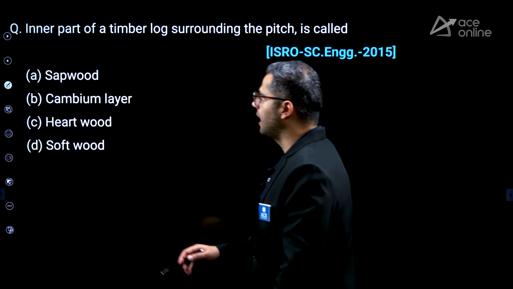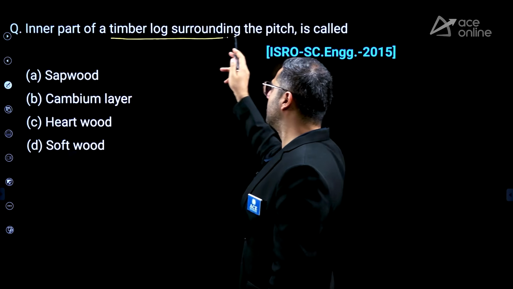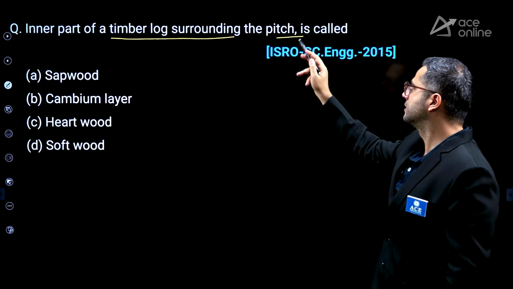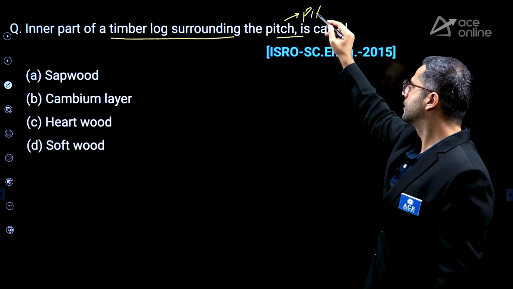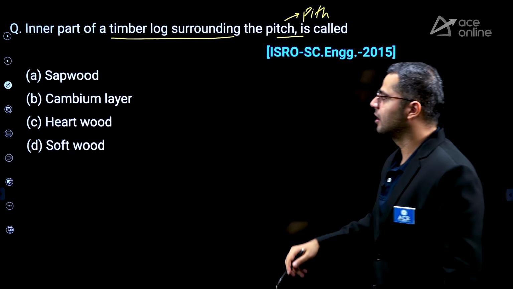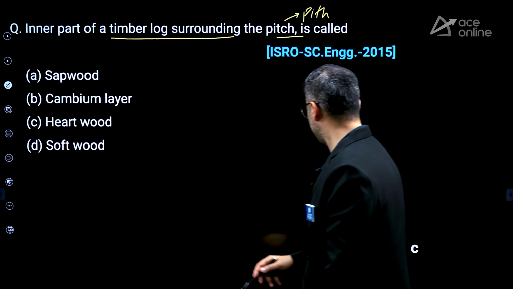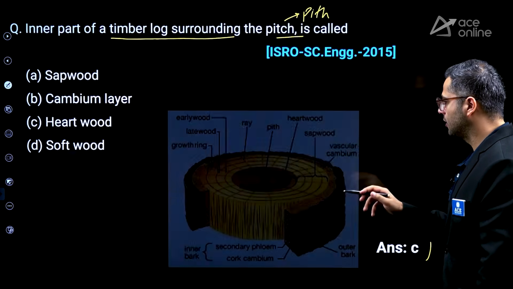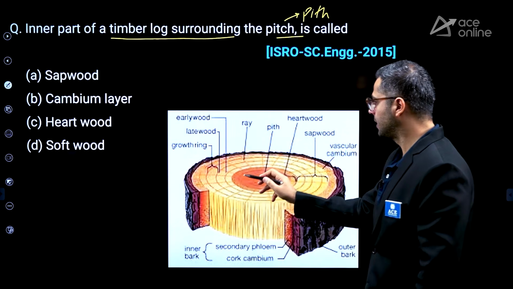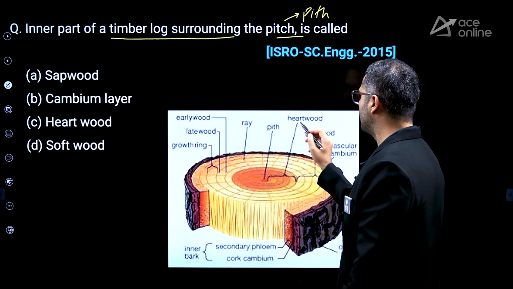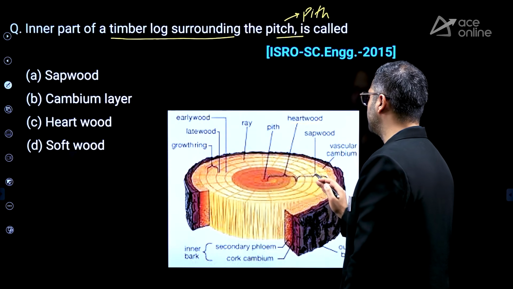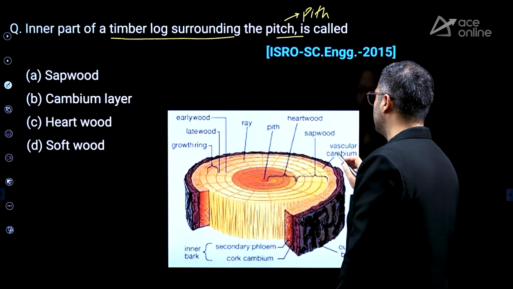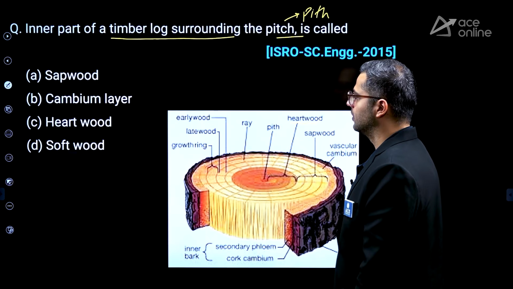Now, after that, they are saying in the inner part of the timber log surrounding the pith, not pitch, pith. This is what pith is called. So it is called as heartwood. So you can see it over here in the pith. Surrounding that, there will be what? Heartwood. So after the pith portion, there will be heartwood, then there will be sapwood, and then you would see vascular cambium layer over there.